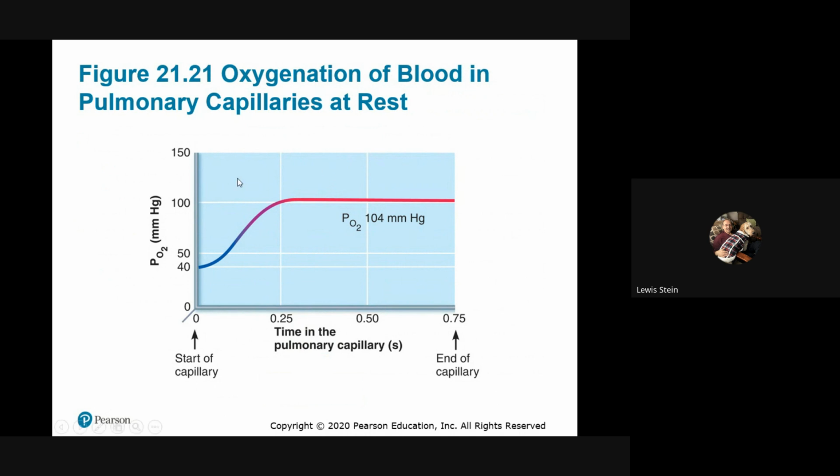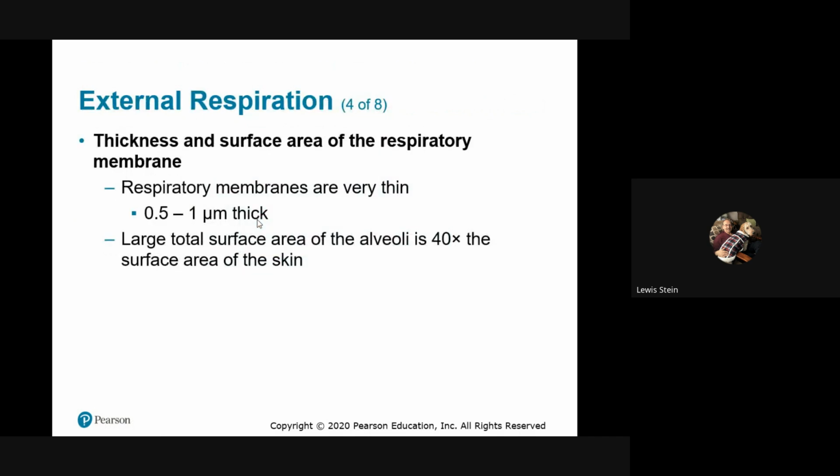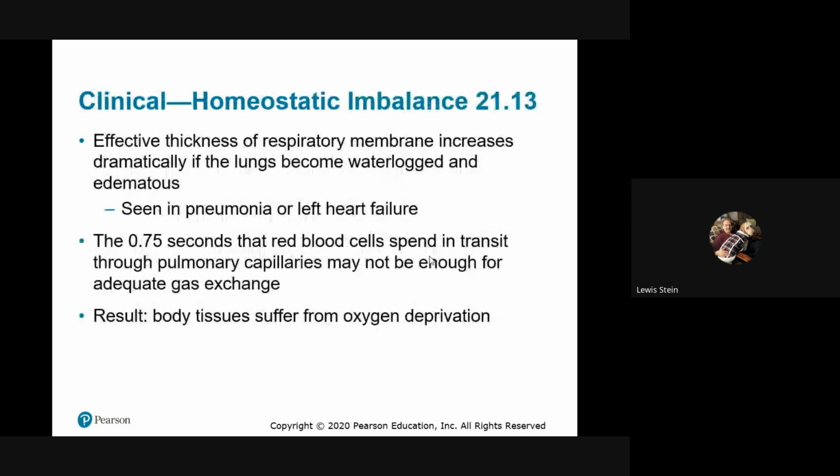And they're just showing it to you. So it takes very, very little time for it to reach that, and that is a safeguard. So we have lots of those neat little safeguards. Respiratory membranes are thin. They have a large amount of surface area inside that lung. Imagine 40 times the surface area of all of your skin. You're adding up all those alveoli, all those ball-like structures, those simple squamous cells, they all contribute. So there's a tremendous amount that's available. It increases dramatically if the lungs become waterlogged and edematous.